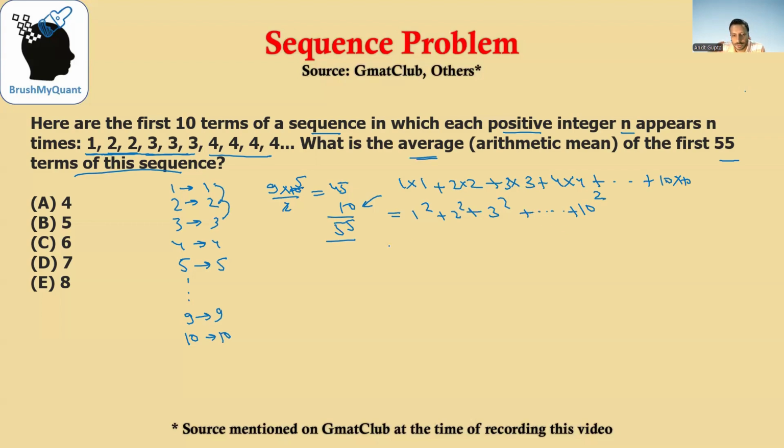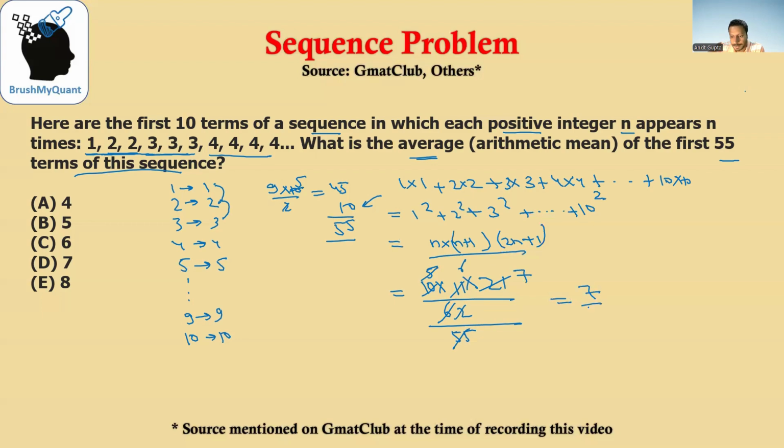Now we know that this is actually given by a formula which is n into n plus 1 into 2n plus 1 by 6, where n is equal to 10. So this is equal to 10 into 10 plus 1, which is 11, multiplied by 10 into 2, which is 20 plus 1, which is 21, divided by 6. So this gives us the sum. In order to find the average, we will divide this by 55, right? So if we simplify this, this becomes 7, this becomes 5, and we can cancel 5 and 11 with 55 to get the average as 7. So the answer will be option number D.